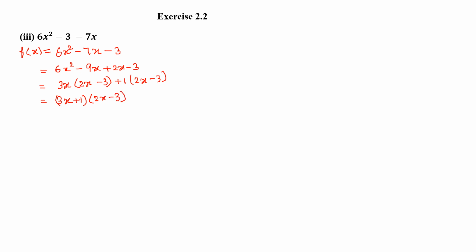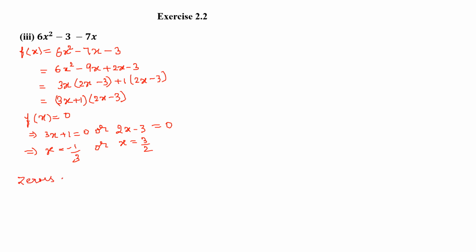Now I have to find the zeros of this. So it means f of x should be equal to 0. And when will it become 0? If 3x plus 1 equal to 0 or 2x minus 3 will be equal to 0. Isn't it? So from here I will get x equal to minus 1 by 3, and from here I will get x equal to 3 by 2. So my zeros are minus 1 by 3 and 3 by 2. Isn't it? These are the two zeros.